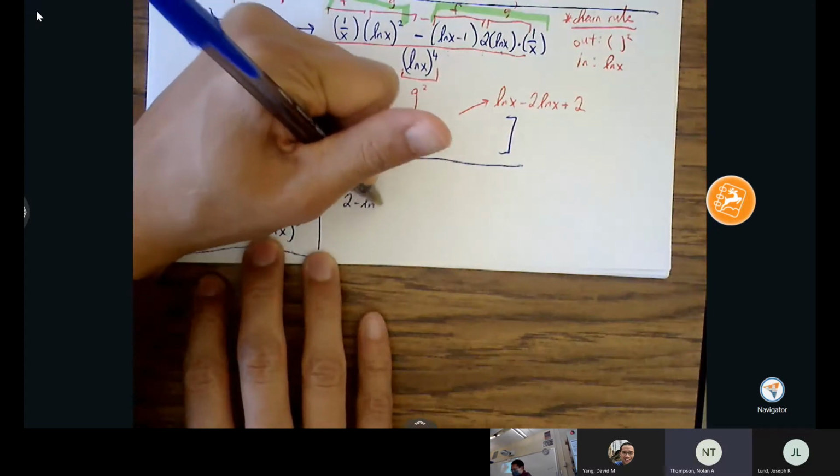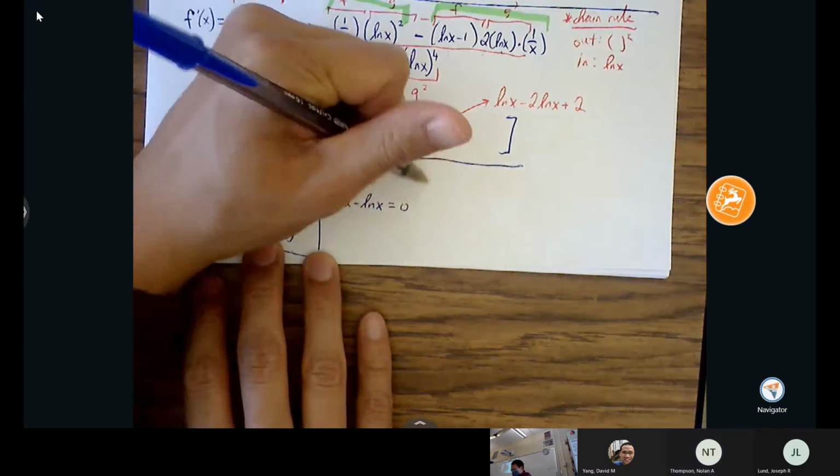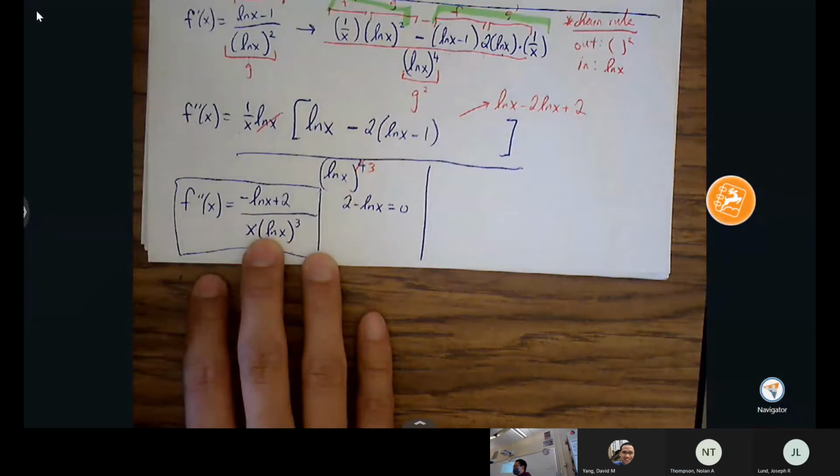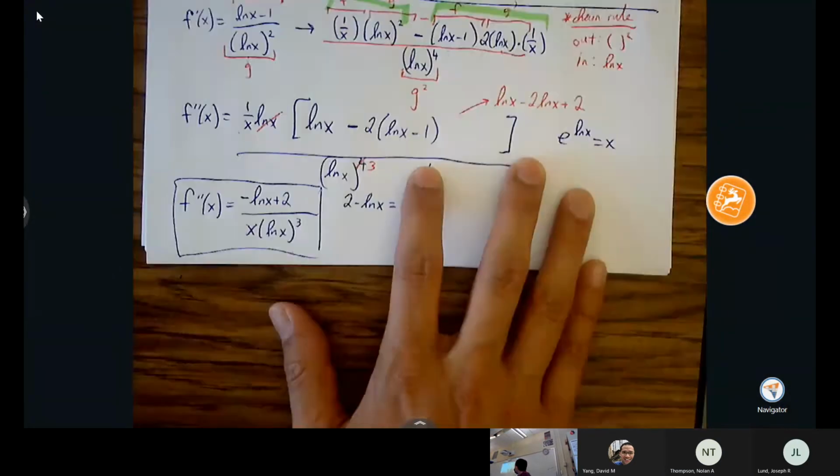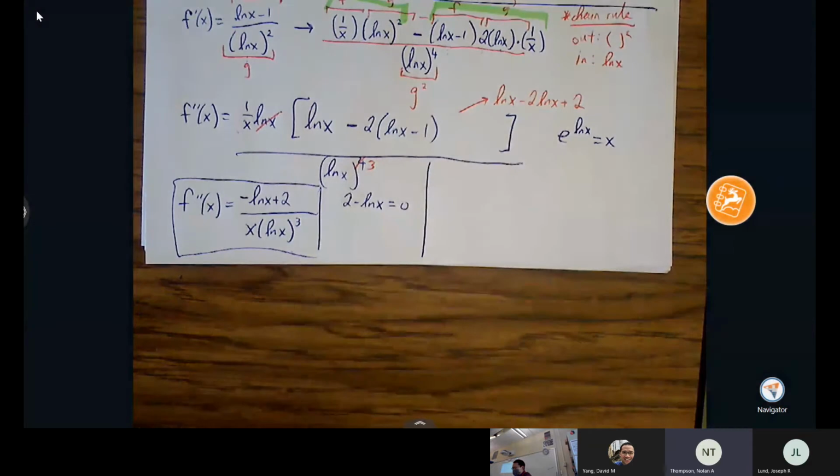What is e to the ln x, or e to the ln x, equal to? E to the ln x. ln of x is equal to x. Okay. So e to the 2.